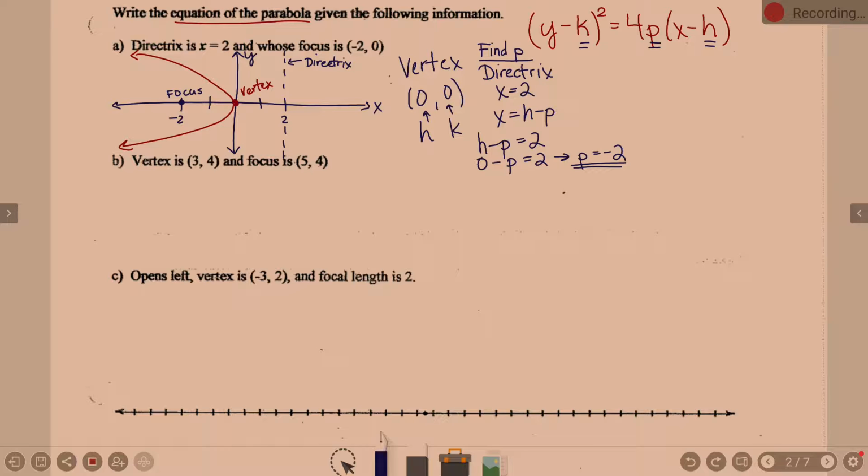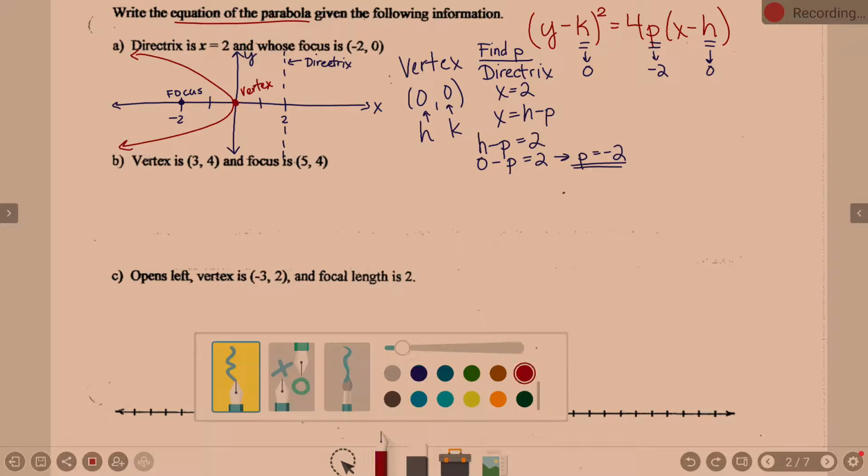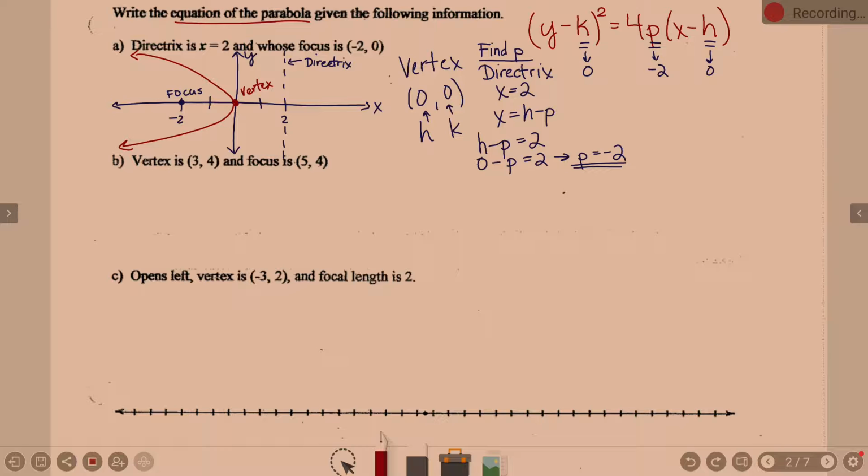Did you write your equation? That's my whole goal here, right? I know that k is 0. I know that h is 0. And I know that p is negative 2. So as I write this equation, y minus 0 squared equals 4 times negative 2, which is negative 8, times x minus 0.